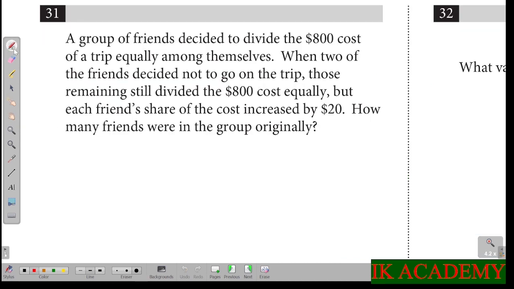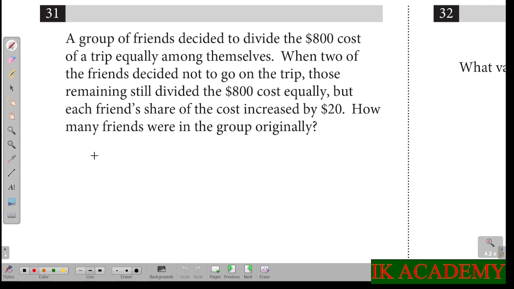Question number 31. It says a group of friends decided to divide the $800 cost of trip equally among themselves. When two of the friends decided not to go on the trip, those remaining still divided the $800 cost equally, but each friend's share of the cost increased by $20. How many friends were in the original group?